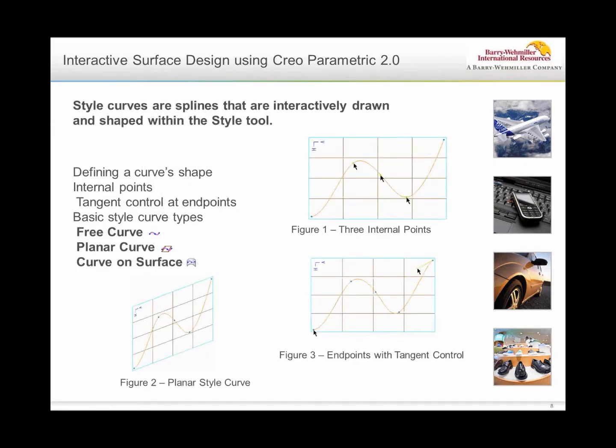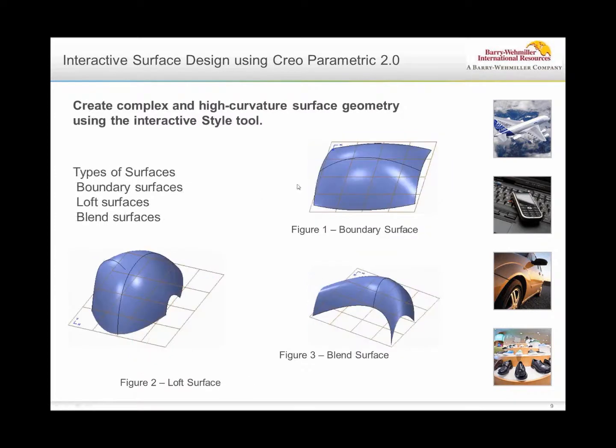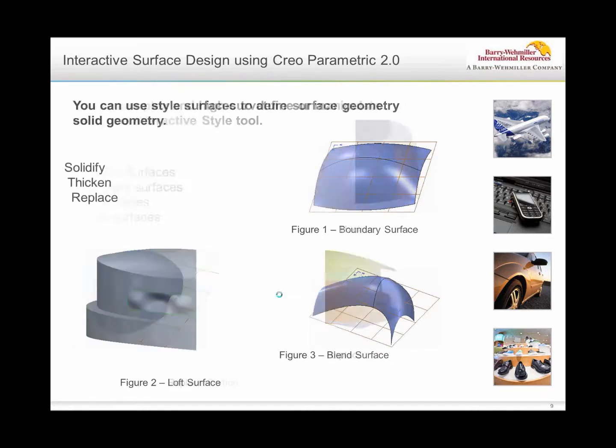Style curves are splines that are interactively drawn and shaped with the style tool. So you're going to have control of whether it's going to be on a plane or free curve, points, the end point controls, right? Curve on surface. These are just types of curves that you build. Once you build the curves, then you're going to build the surfaces against those curves, just more or less like a boundary blend type deal. Boundary surfaces. You have loft surfaces. You have blend surfaces. Through a bunch of these.